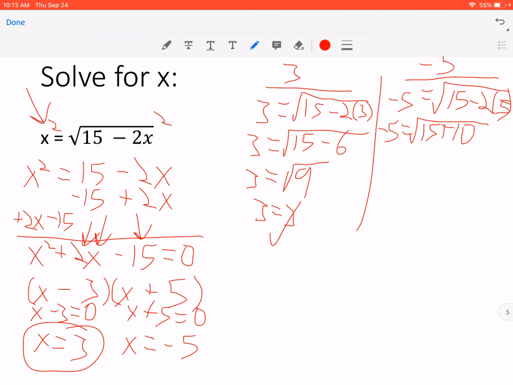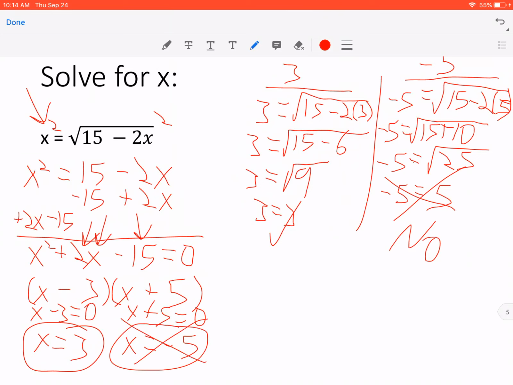I'm starting to see a problem with this one. Does negative 5 equal the square root of 25? No. Negative 5 does not equal the square root of 25 because the square root of 25 is a positive 5. So guess what? That doesn't work. No. Do not circle negative 5. Put an X through it. That one does not work.